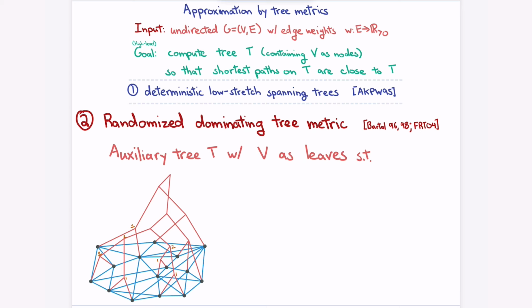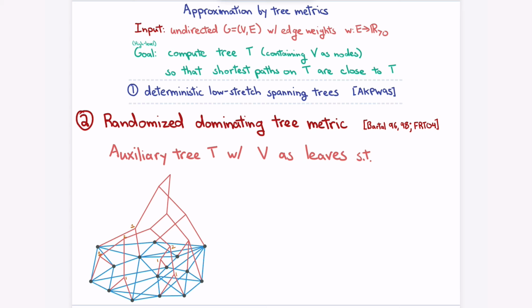One is that it's going to be what's called a dominating metric. That should be d sub g, but it's cut off a bit. So the distances will all be greater than or equal to the original. And otherwise, the stretch is going to be good in this sense of the word average.